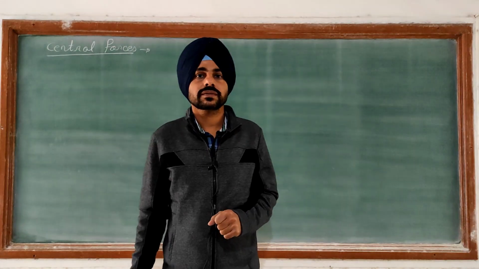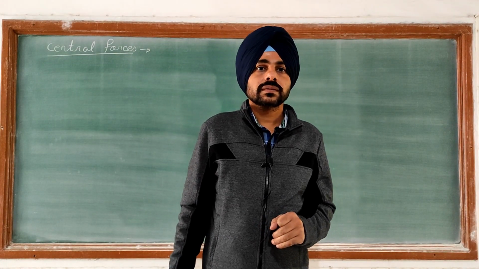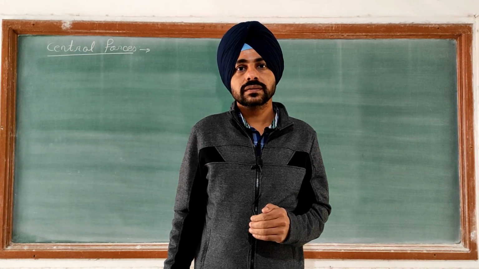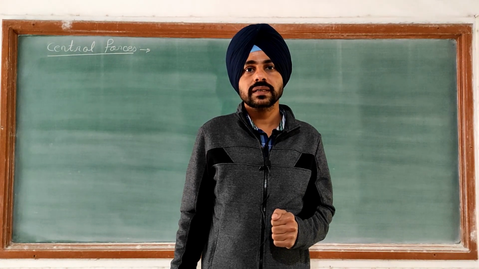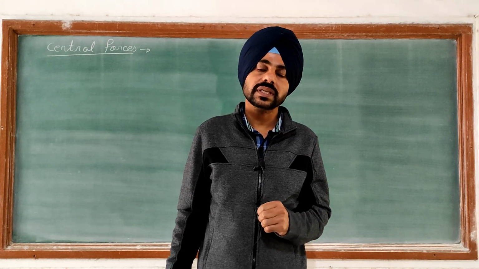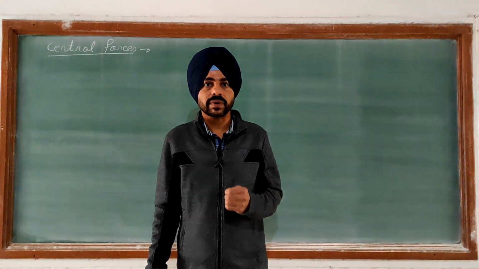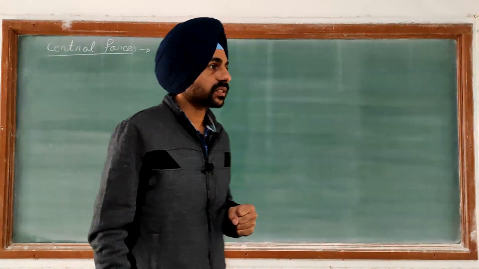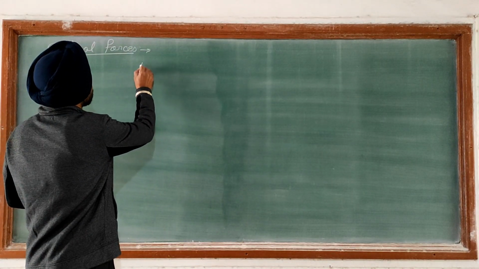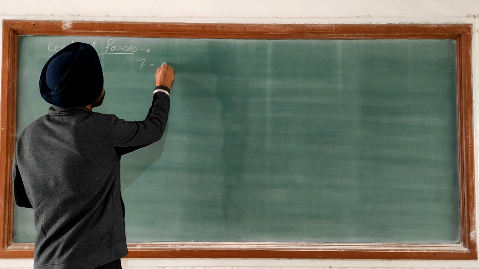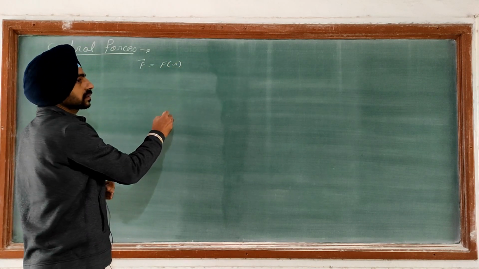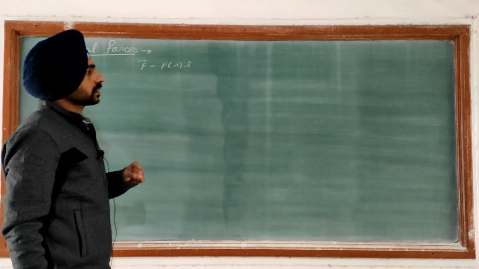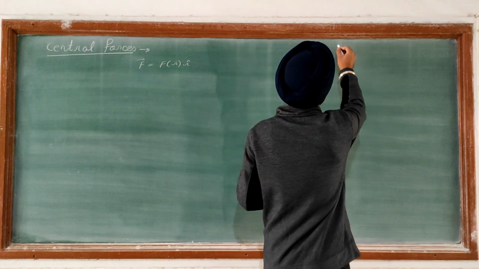The definition of central force is: if a force acting on a particle is a function of the distance between the particle and the center of force, and the force acts along the line joining the particle to the center of force, then the force is said to be central in nature. That means by definition, force F is equal to F(r) r cap, where r cap is the unit vector along the line joining the center of force to the particle.